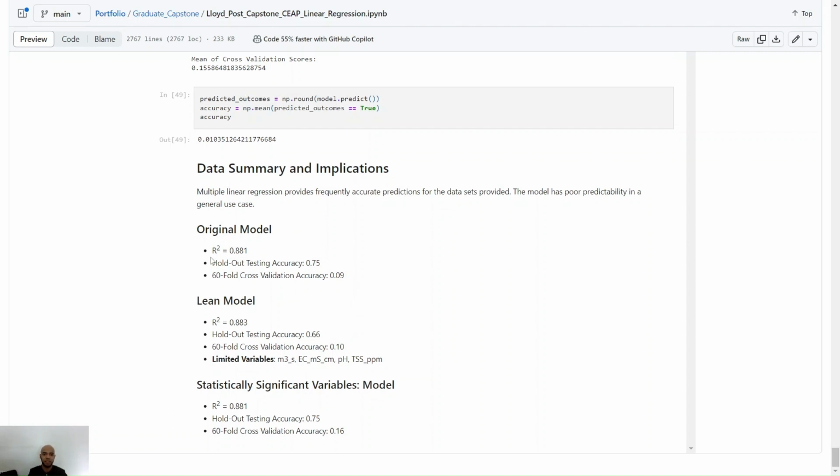And here's my summary here. You can see the R squareds. They do increase as you stick to statistical significance, but the lean model and this have similar predictability, R squared. Holdout testing accuracy is decent, 60% or higher, but that probably suggests that this model overfits to this particular data set. If I were to try to predict phosphorus in, say, another river system with the same chemical ions, pH, flow rates, etc., this model would probably not be great in general use.